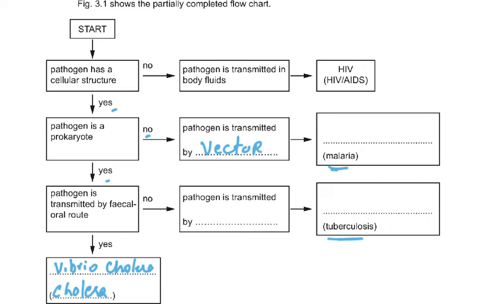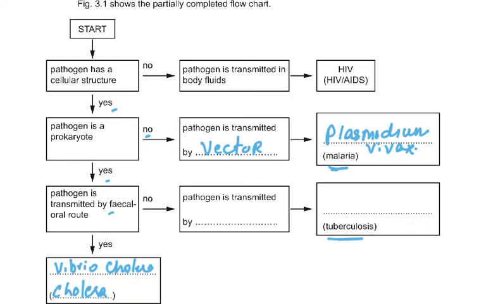Here you could have also said Anopheles mosquito. And then the name of the pathogen is Plasmodium. Plasmodium falciparum. You could have said Plasmodium falciparum, ovale, malariae or vivax. I like the word vivax. So you could have written vivax. So you got a mark for that.